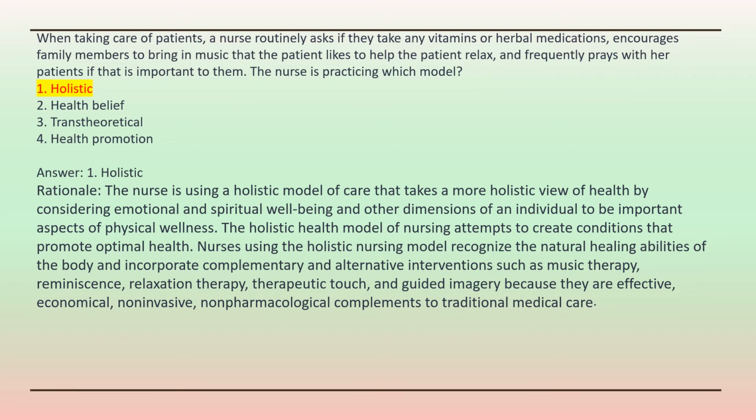Answer 1. Holistic. Rationale. The nurse is using a holistic model of care that takes a more holistic view of health by considering emotional and spiritual well-being and other dimensions of an individual to be important aspects of physical wellness. The holistic health model of nursing attempts to create conditions that promote optimal health. Nurses using the holistic nursing model recognize the natural healing abilities of the body and incorporate complementary and alternative interventions such as music therapy, reminiscence, relaxation therapy, therapeutic touch, and guided imagery because they are effective, economical, non-invasive, non-pharmacological complements to traditional medical care.